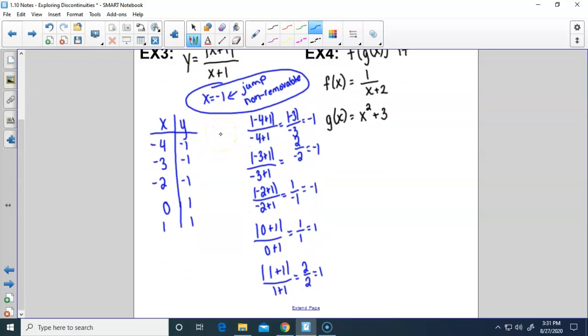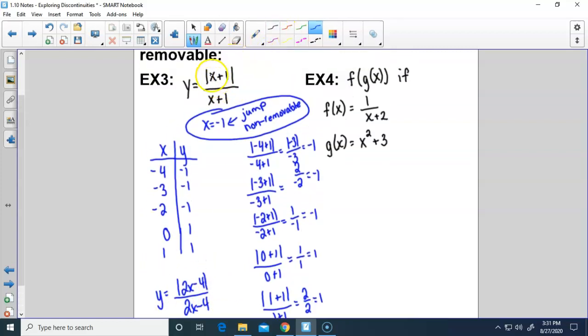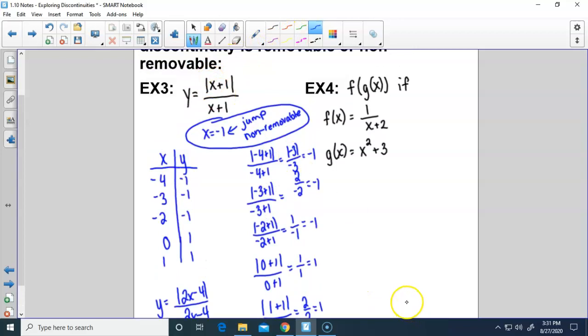So if I had something like y equals the absolute value of 2x minus 4 over 2x minus 4, this would also have a jump right there at, in this case, x equals 2, wherever that denominator equals 0. So you will see probably some more problems that look like this. All right, let's move on to example 4.